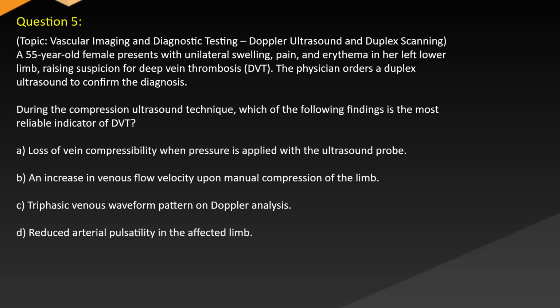A. Loss of vein compressibility when pressure is applied with the ultrasound probe. B. An increase in venous flow velocity upon manual compression of the limb. C. Triphasic venous waveform pattern on Doppler analysis. D. Reduced arterial pulsatility in the affected limb.